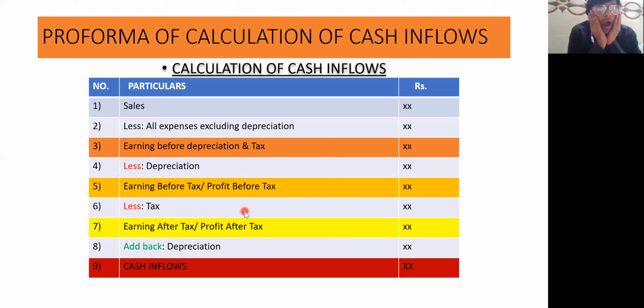After deducting tax, you will get earning after tax, which is profit after tax. Now the main game starts here. This is the normal thing every business has to calculate, earning after tax. For getting earning after tax, the business has deducted all the expenses, and depreciation also, because depreciation is also an expense. It must be deducted. But here, we have to show depreciation separately, and it has to be separately deducted.